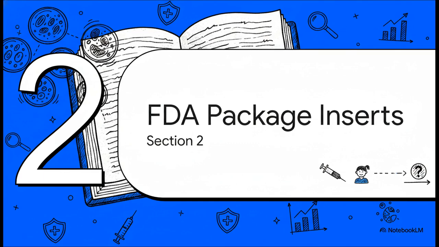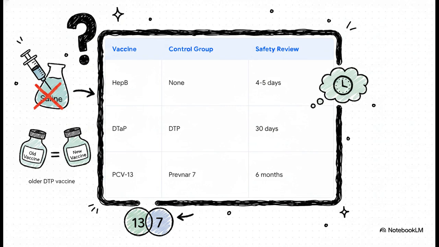Let's look directly at the data manufacturers actually submitted to the FDA. When you dig right into Section 6.1 of the FDA package inserts, a surprising pattern pops up. Take the hepatitis B vaccines, specifically Recombivax HB and Engerix-B. The trials used absolutely no placebo control. For the DTaP vaccine, the control group didn't get saline, they actually received an older DTP vaccine. And for the pneumococcal vaccine, Prevnar 13, the control group was given an older version of the vaccine, Prevnar 7. So instead of measuring against a neutral inert baseline, these trials were measuring new vaccines against other active vaccines.